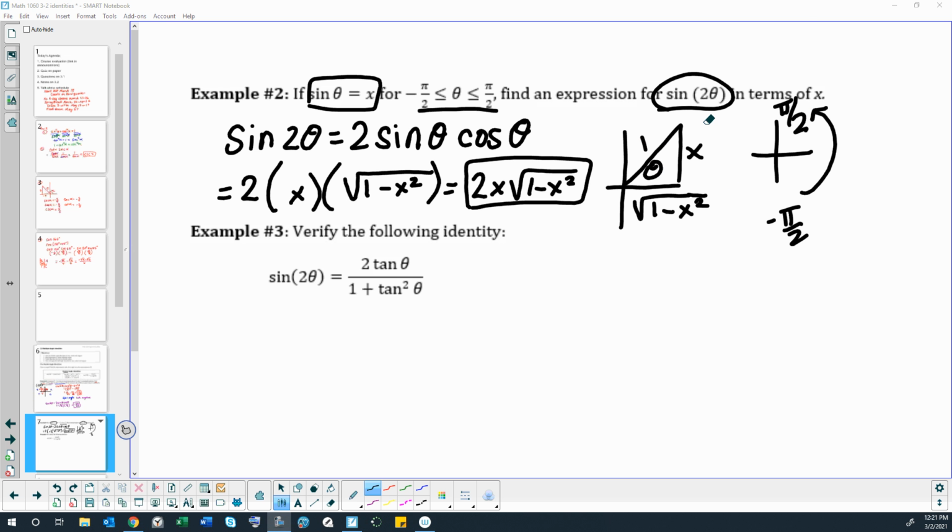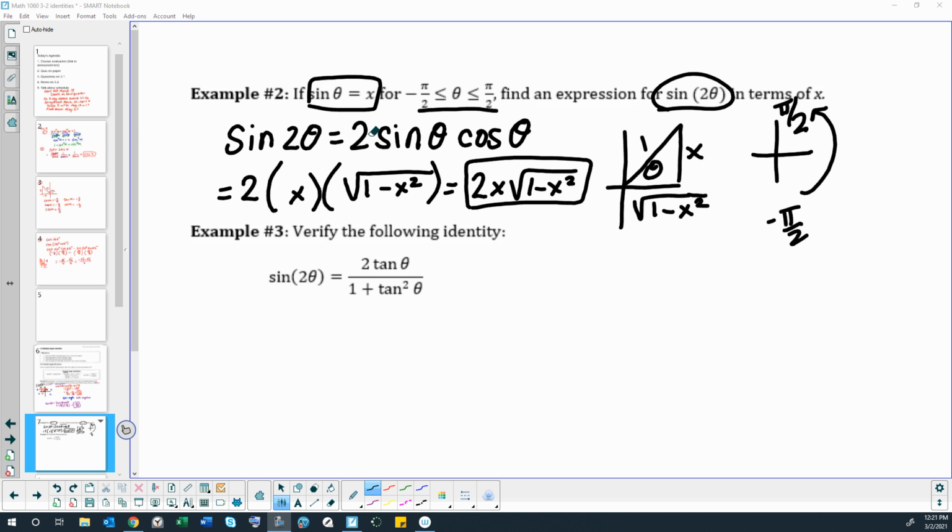Anyway, sine is x, so x over 1, opposite over hypotenuse. We use the Pythagorean theorem to find the adjacent side, so that would be the square root of the hypotenuse squared, so 1 squared, which is 1, minus the opposite leg squared, so x squared. So there's the adjacent leg.